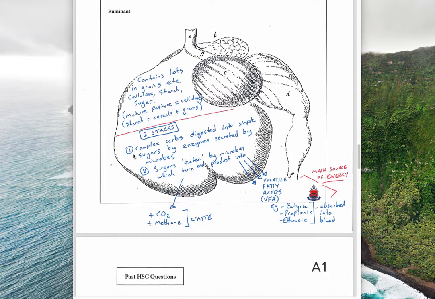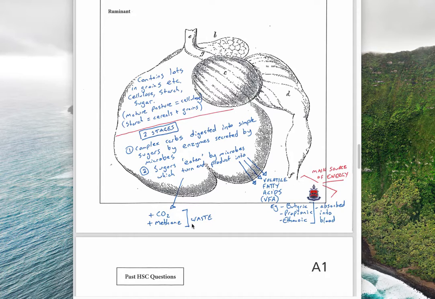The first one is complex carbohydrates are digested into simple sugars by enzymes, which are secreted by microbes. And then the microbes eat the sugars, which were broken down by the enzymes, and they turn that into volatile fatty acids, which are like the main energy source here for a ruminant. The volatile fatty acids are produced by the breakdown of carbohydrates. The names of them are butyric, propionic, and ethanoic, and they're absorbed into the blood and used as energy.